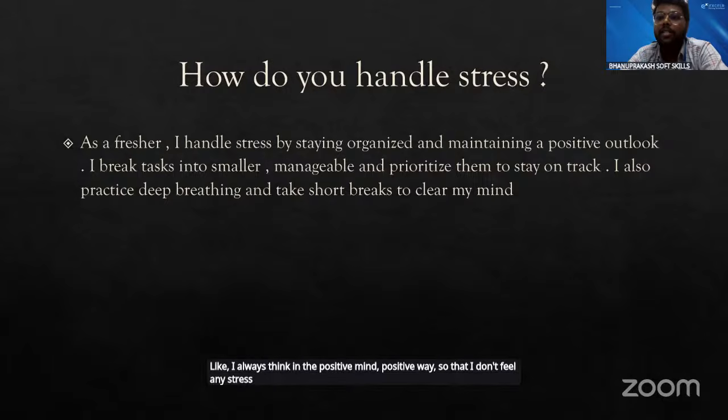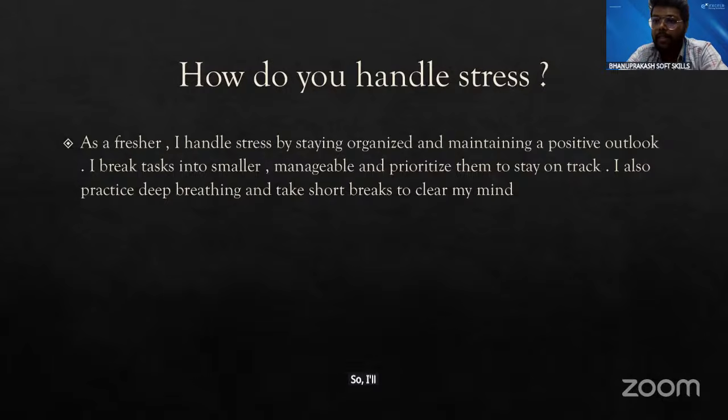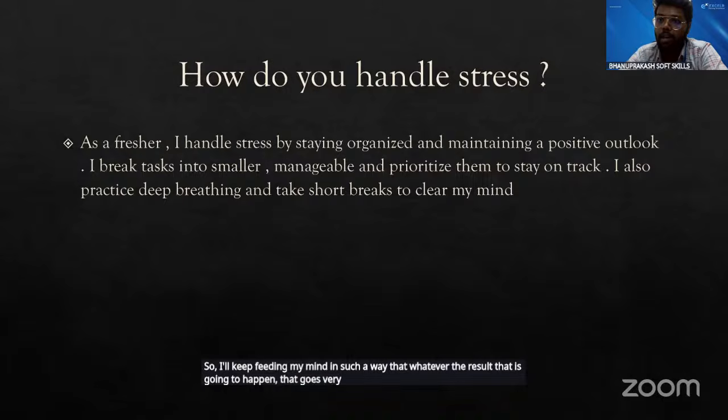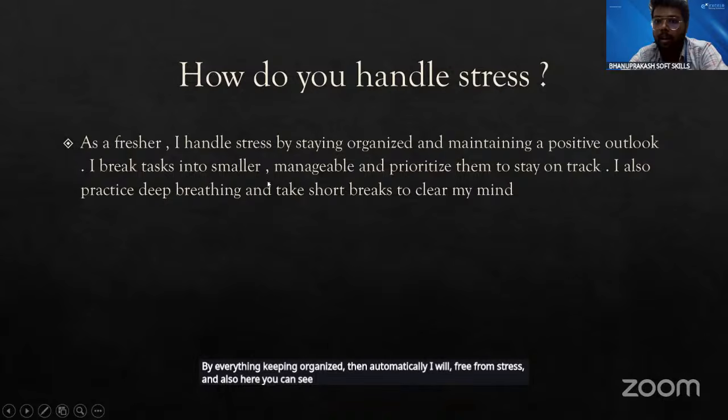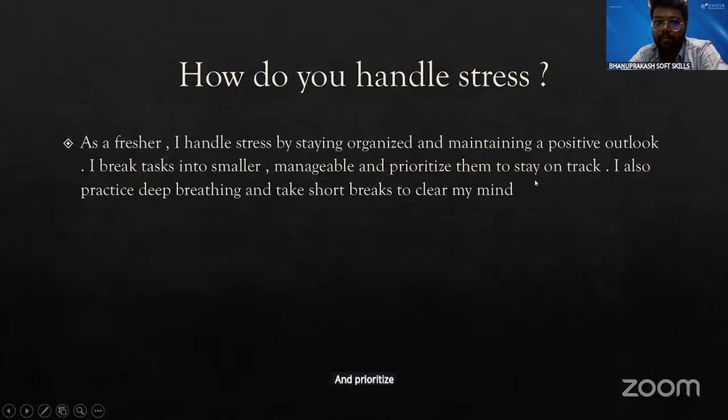Like I always think for results. So I'll keep feeding my mind in such a way that whatever the result that is going to happen, that goes very well. So automatically I will be stress free. Along with that, if I stay organized by keeping everything organized, then automatically I will be free from stress. And also here you can see I break tasks into smaller, manageable ones, and prioritize them to stay on track.